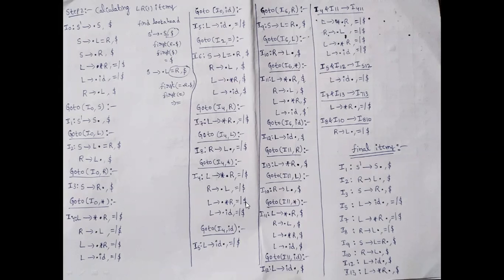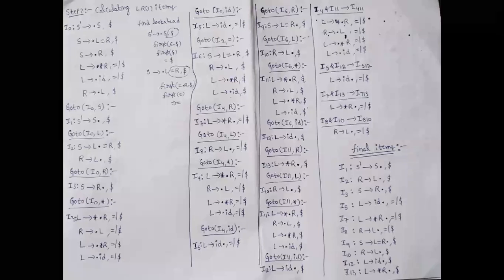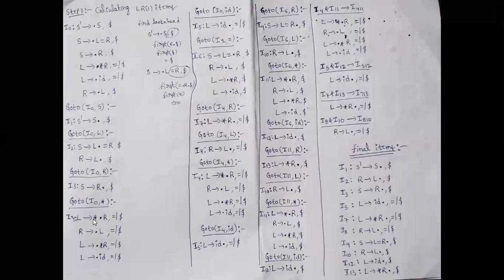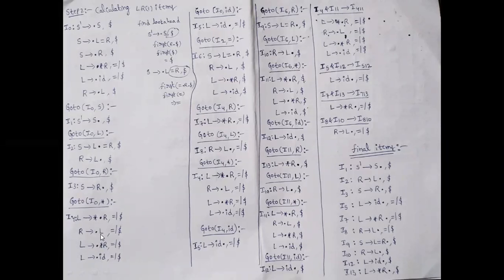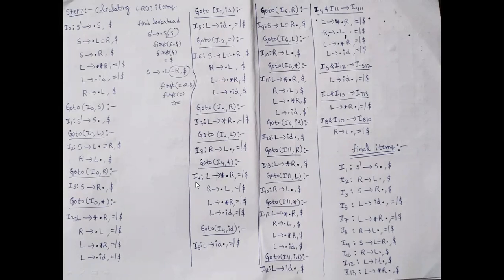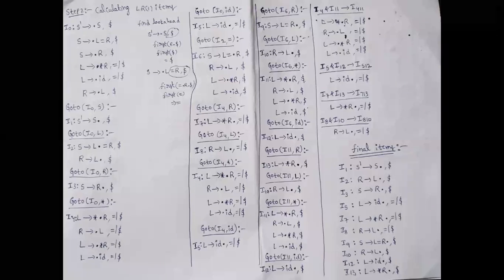Equal to R dollar. So here this production is equal to this one. Why? Because L produces star dot R, R produces dot L, L produces dot star R, and L produces dot ID, and the lookahead symbols are equal, so equal to R dollar. Then we are naming the same state name for this state. No need to name a different state name for this one, because we are having the existing state. So we are naming the same state name I4 to this production.